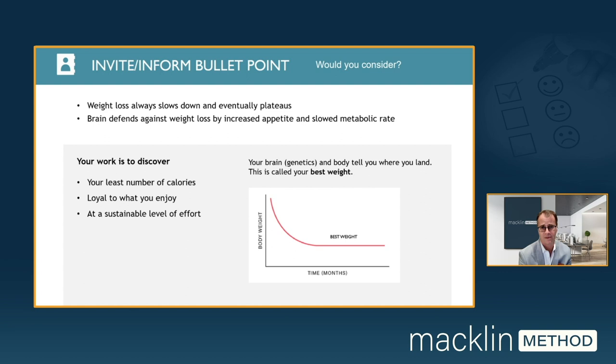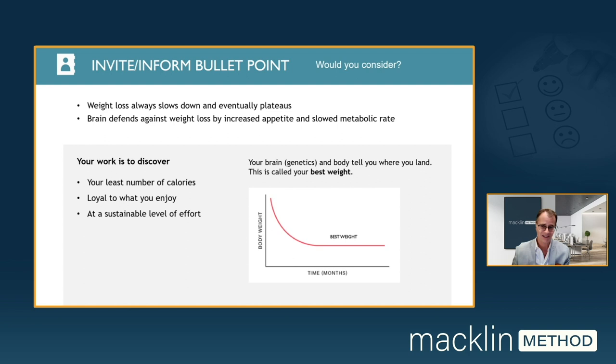Would you consider that your work is to really discover, practice, iterate, what's the least amount of calories that you could take in on average, while still at the same time maintaining a loyalty to the things you enjoy, from fun and food and friends and drink and celebration and travel, all at a level of effort that you feel is sustainable. Your work is to discover this most modest, livable, enjoyable, loyal to fun lifestyle.